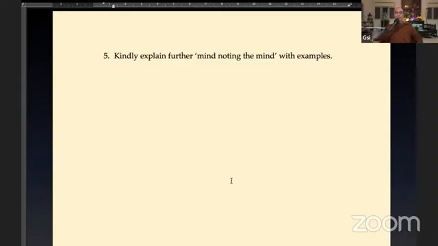Short questions but long answers. Kindly explain further mind noting the mind with examples.